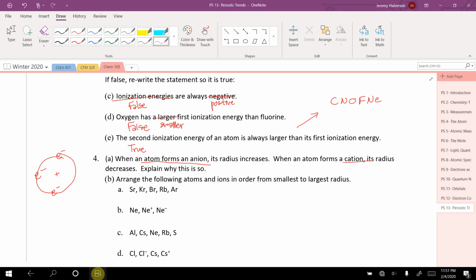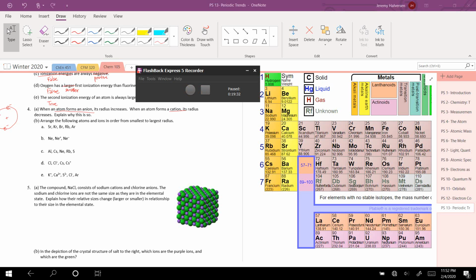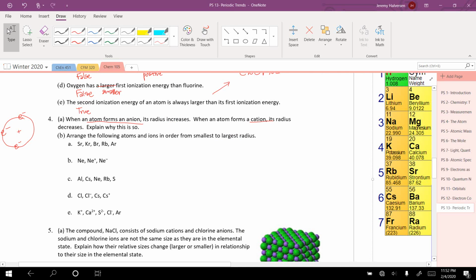All right, so we're now going to arrange the following atoms and ions in order from smallest to largest radius. I'm going to pause real quick and grab a periodic table. Okay, I've got a periodic table here, and so now we can do these. So we're trying to talk about smallest to largest. So remember, size increases down and to the left. So using that, we can look at the periodic table.